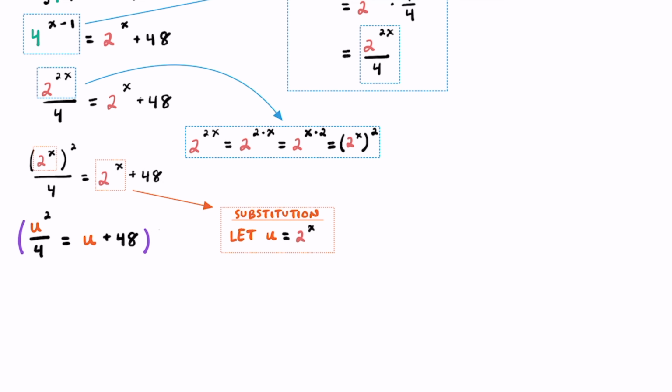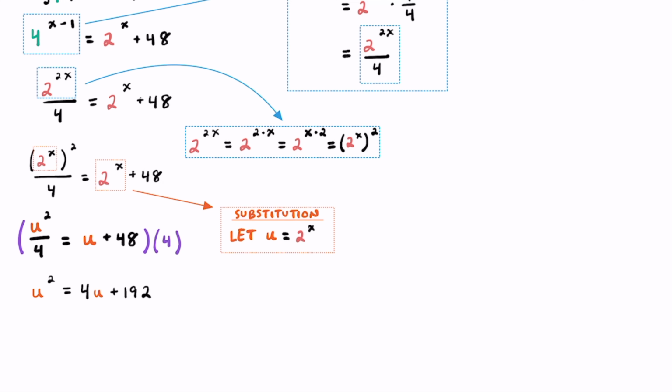Let's start by multiplying both sides by 4, so at least we don't have to worry about any fractions. Multiplying everything by 4, the 4 is going to cross cancel on the left side, so we're just going to have u squared. That's going to be equal to 4 times u, so we're going to write 4u right next to that. And then 48 times 4, I believe that's going to be 192.